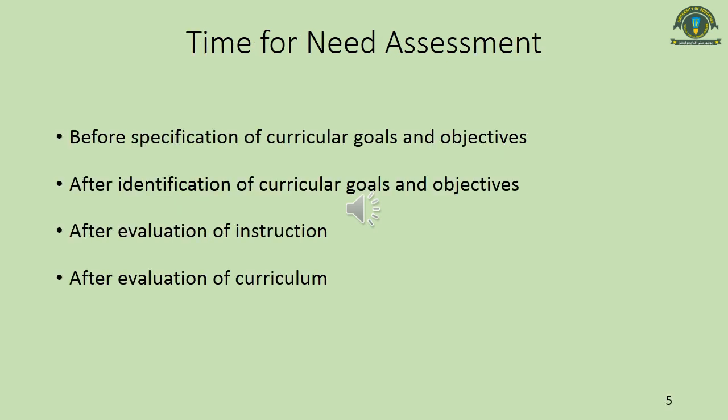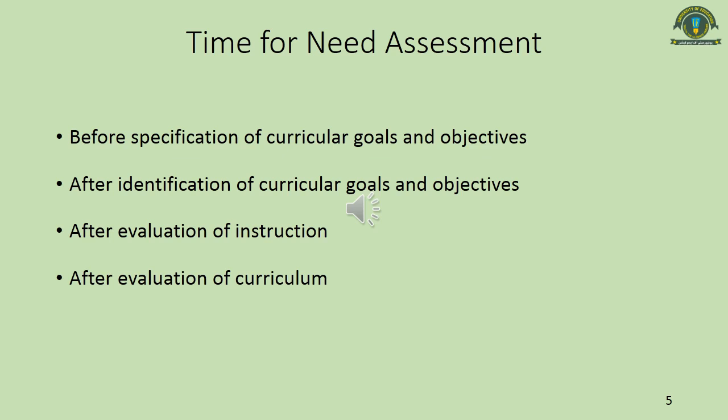So what is the right or appropriate time for conducting need assessment? Actually, need assessment is not time specific such that it takes place only at the beginning of a comprehensive study of the curriculum. A need assessment is a continuing activity that takes place before the specification of curricular goals and objectives. You can assess the needs before you specify the curricular goals and objectives.